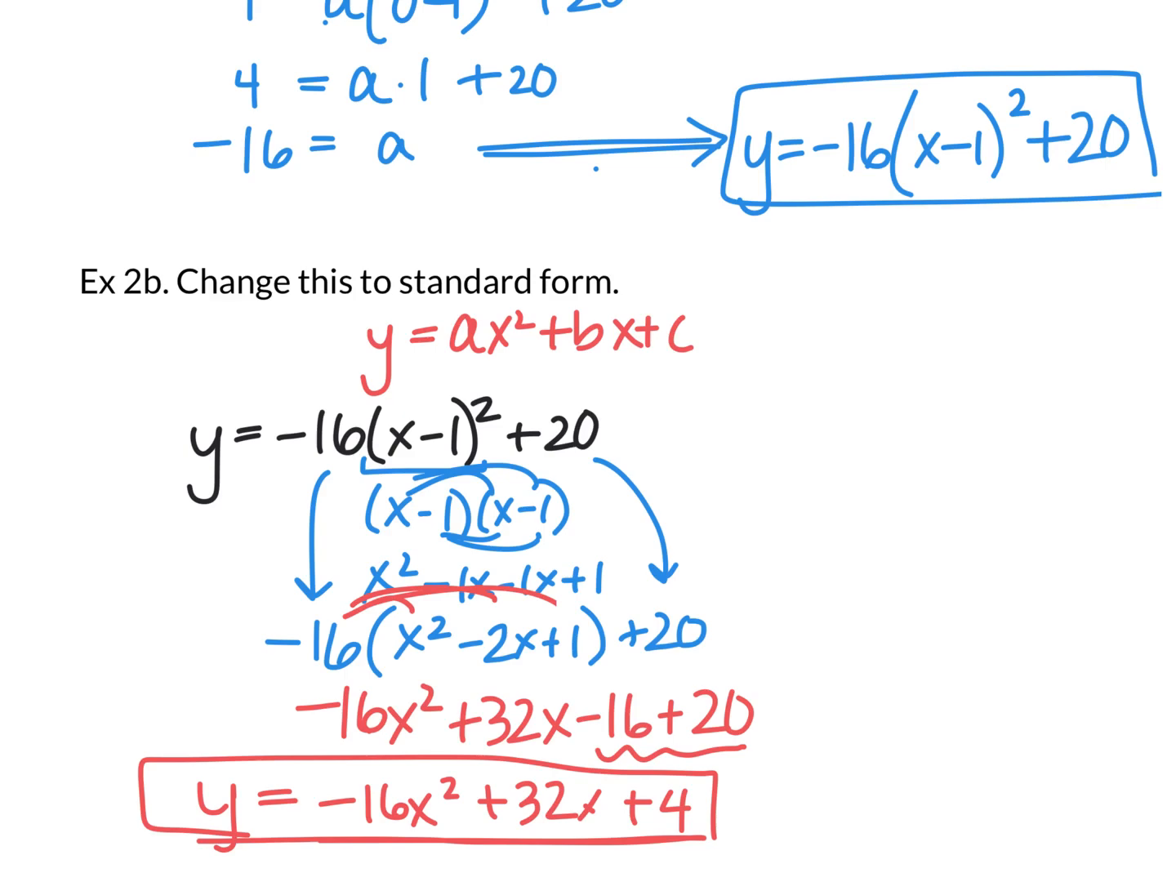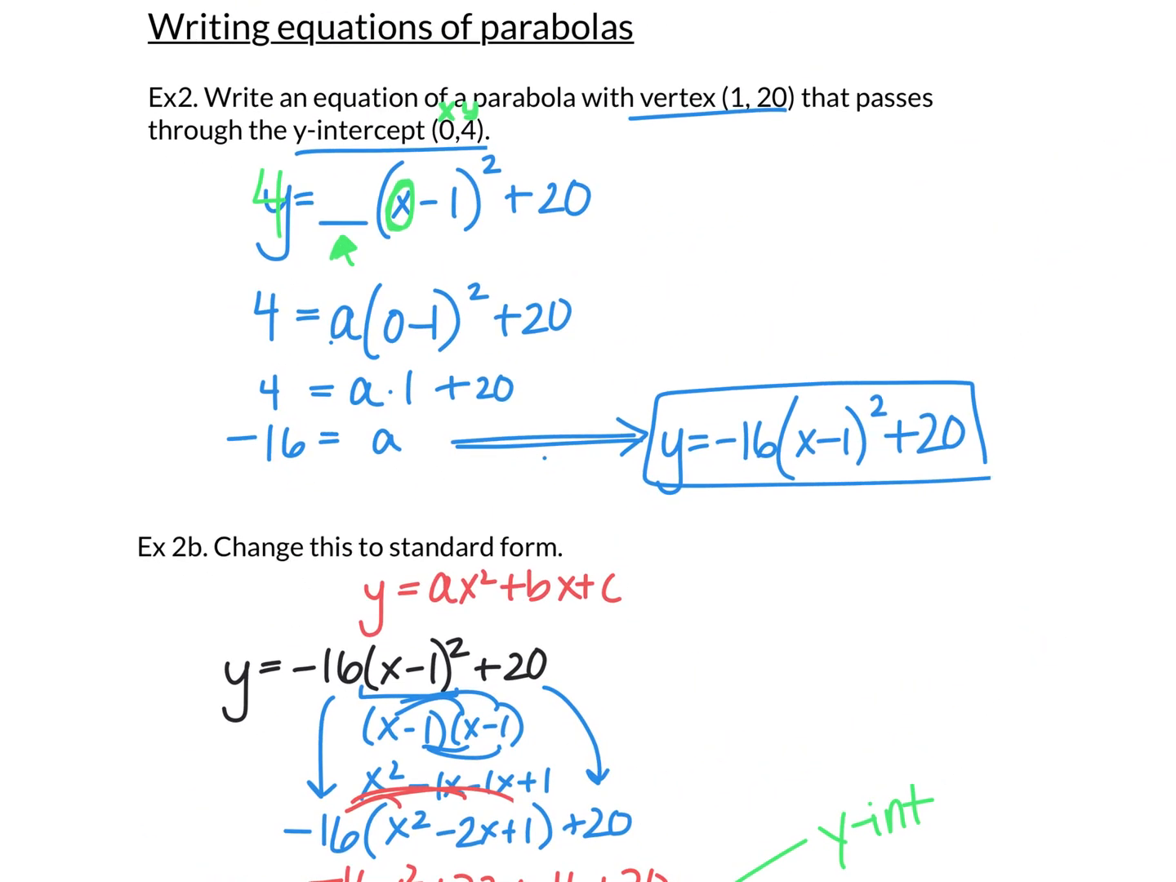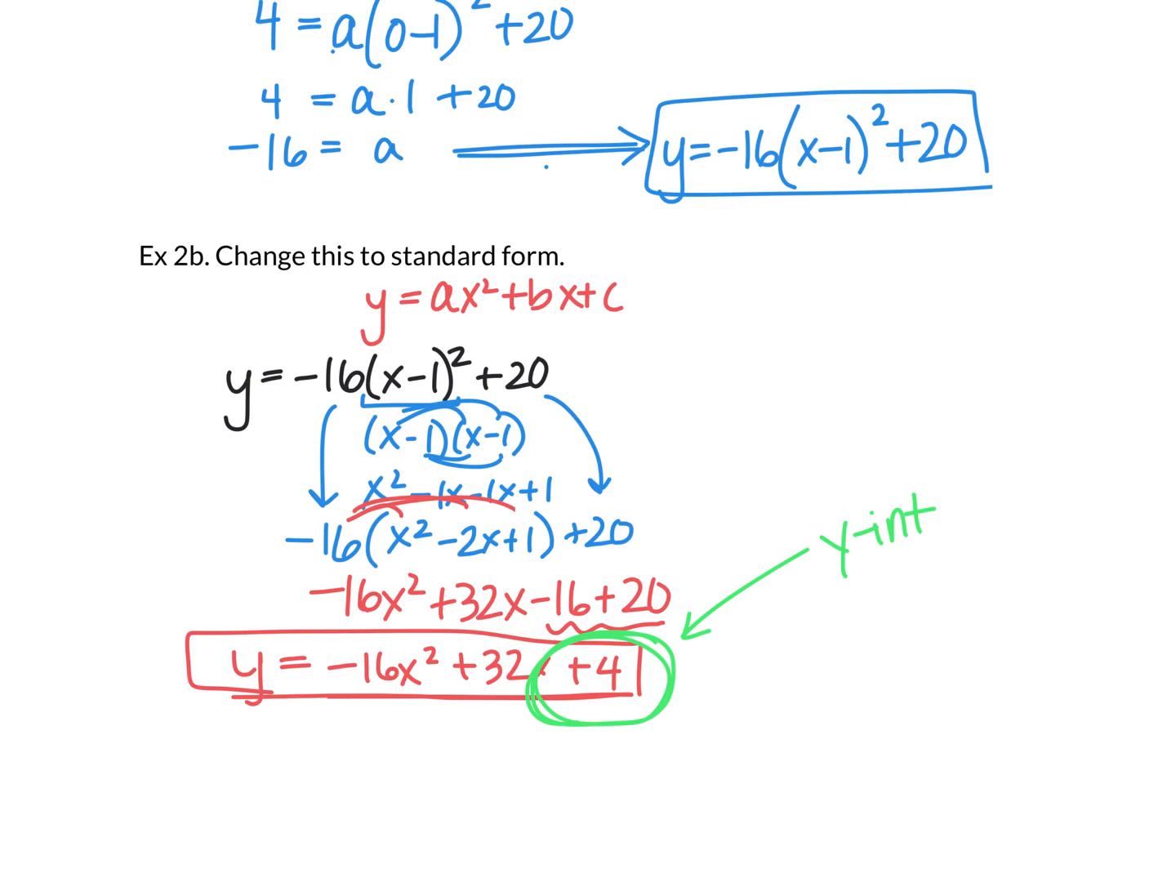Now, before we go forward, there is one thing I want to point out to you, and that is that this plus 4 back here is not a coincidence. This plus 4 is the y-intercept of the parabola. And notice, if you look back at your notes, the original equation had a y-intercept of 4. So that is not a coincidence, that is actually a part of standard form. It is important that you note that.